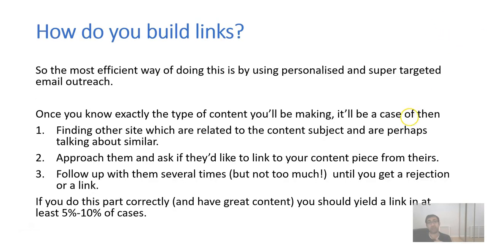How do you build links? So the most efficient way of doing this is by using personalised and super targeted email outreach. Now, once you know exactly the type of content you're going to be making, it will then be a case of finding other sites which are related to the content subject and perhaps are talking about something similar. You approach them, ask if they'd like to link to your content piece from theirs. Don't be too pushy here. Follow up with them a few times, not too much though. Just be polite there, until you basically get a rejection or you get a link.